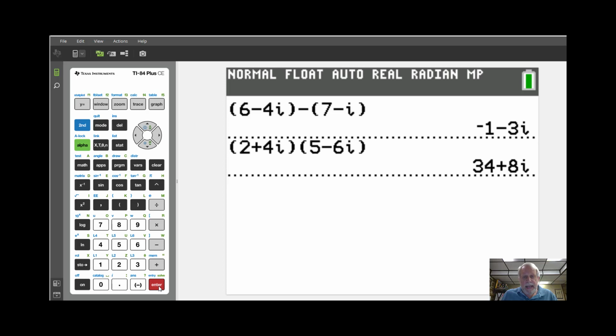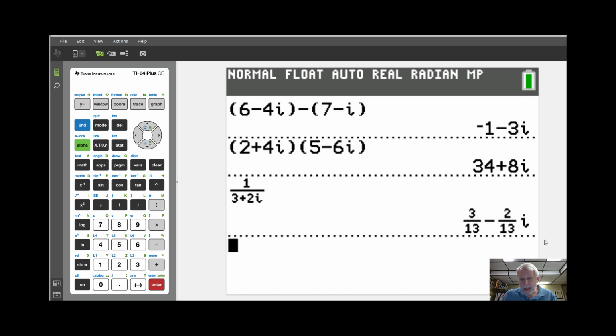Now, the CE allows you to use the fraction template. The grayscale will not allow you to. So let's go ahead and do the fraction template. And first look maybe like 1 over 3 plus 2I. Notice it writes it in A plus BI form. I could even have a fraction template where I have like 4 minus I over 3 plus 5I, and it will do that as well.